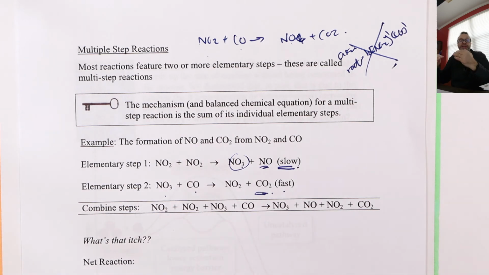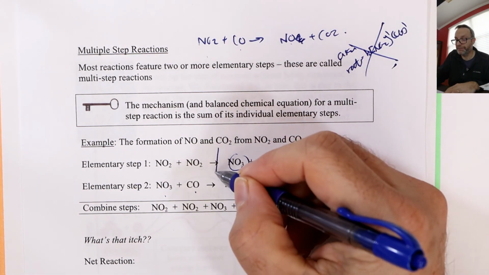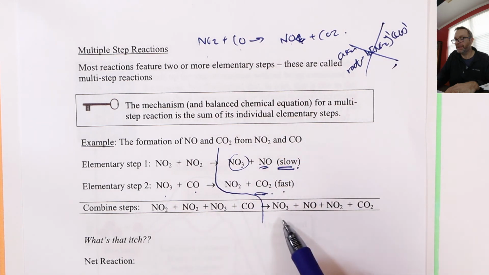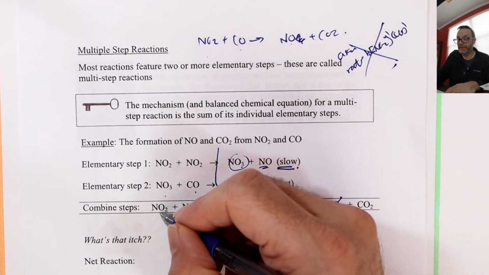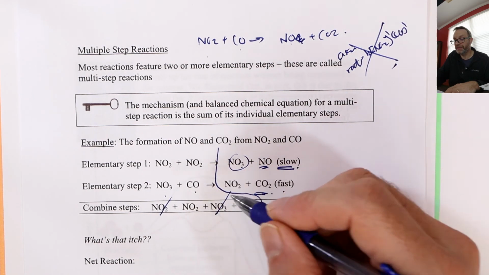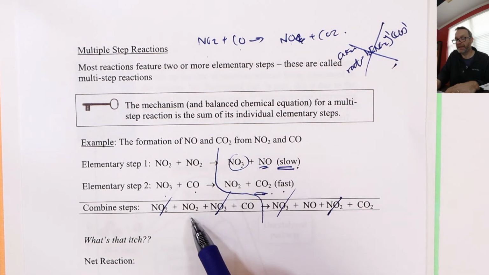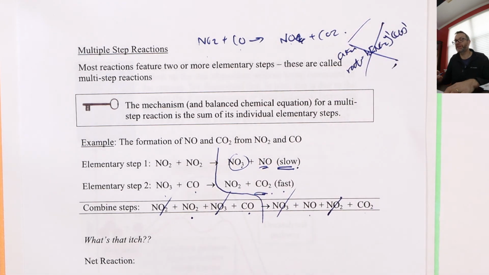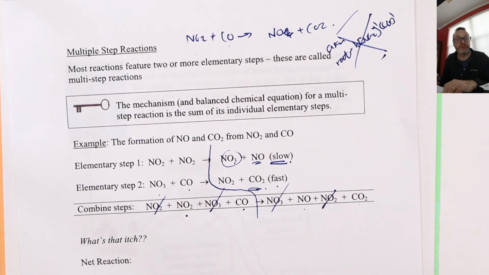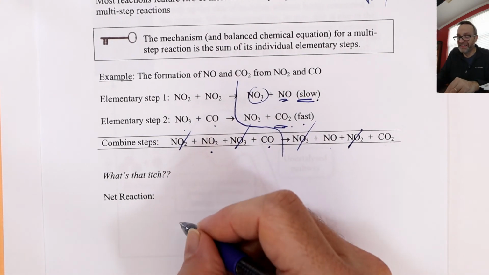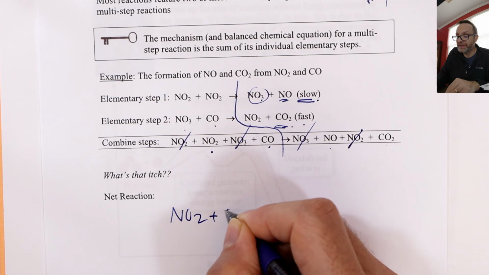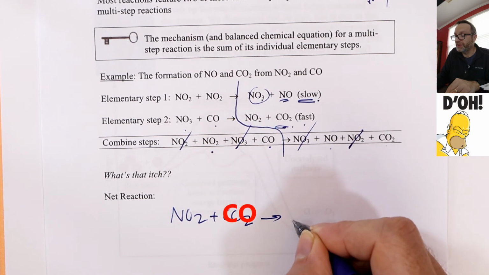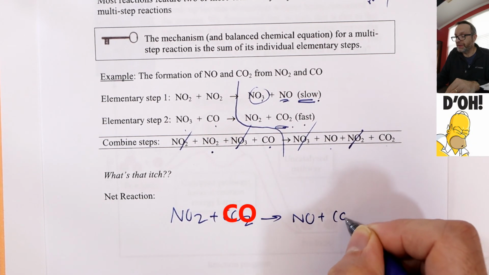And just like we did with Hess's law, we're going to combine equations, yeah? So when you combine left and right, you get this, yeah? And as you know, you can just cancel like terms, right? What else do you got? NO3, NO3. NO2 plus CO turns into NO plus CO2. That's our equation, yeah? Algebra. Net reaction: NO2 plus CO turns into NO plus CO2.